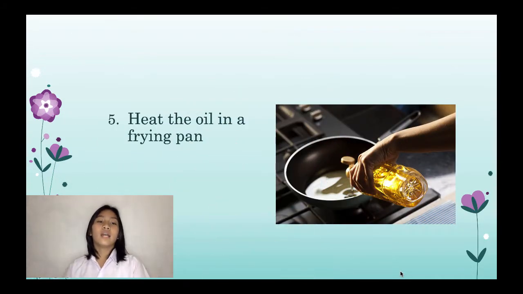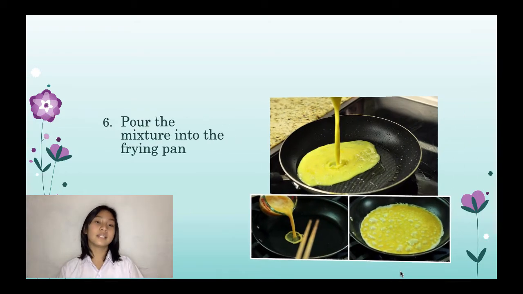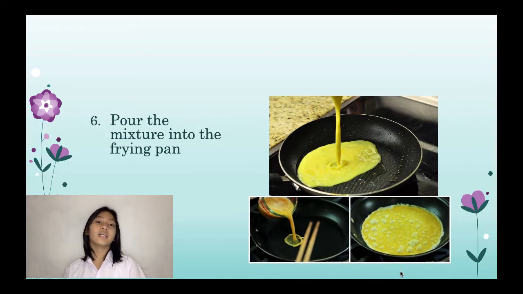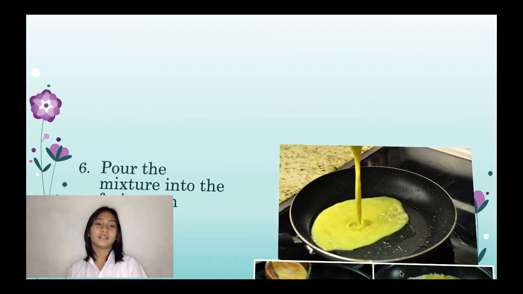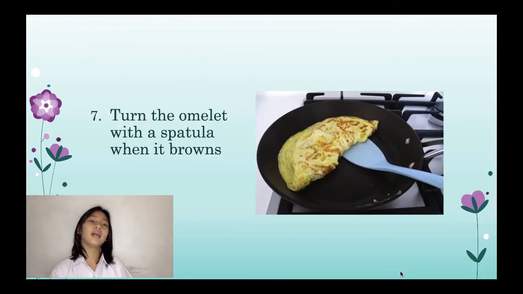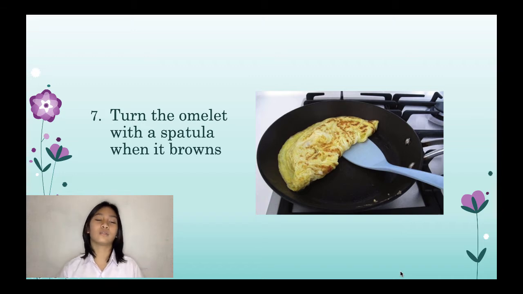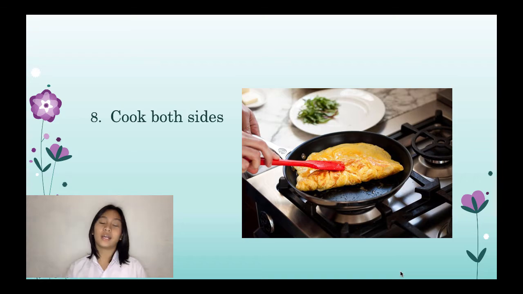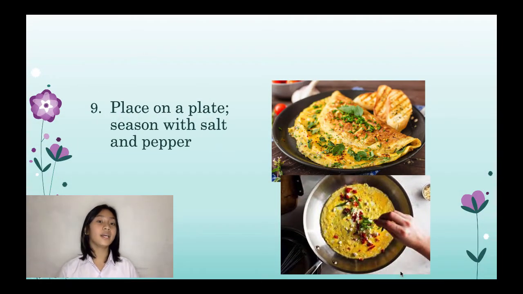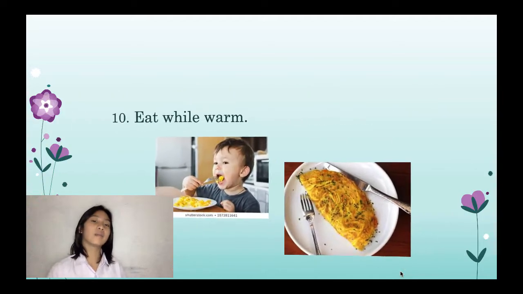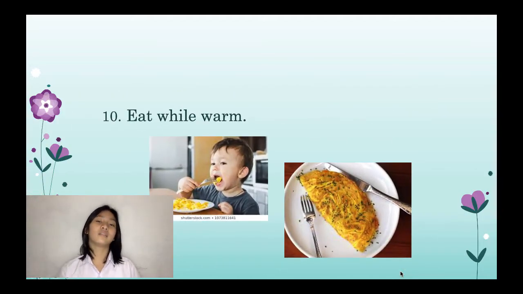Fifth, heat the oil in a frying pan. Sixth, pour the mixture into the frying pan. Seventh, turn the omelette with a spatula when it turns brown. Eighth, cook both sides. Ninth, place on a plate, season with salt and pepper. And lastly, number ten, eat while it's still warm.